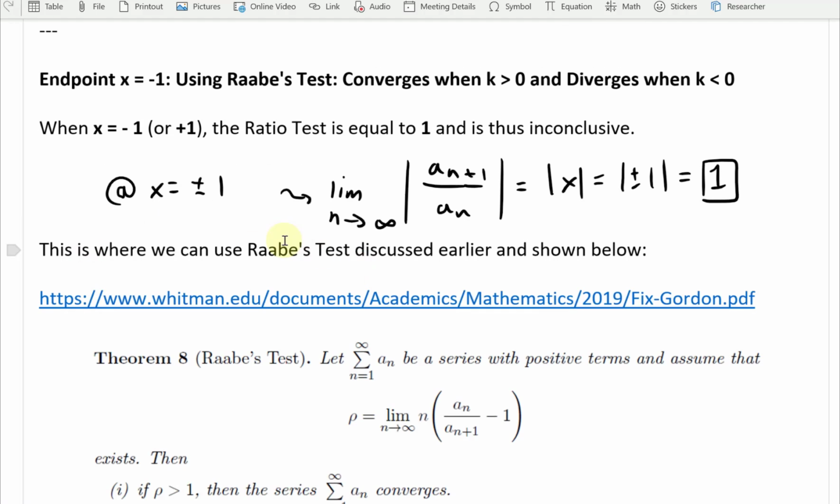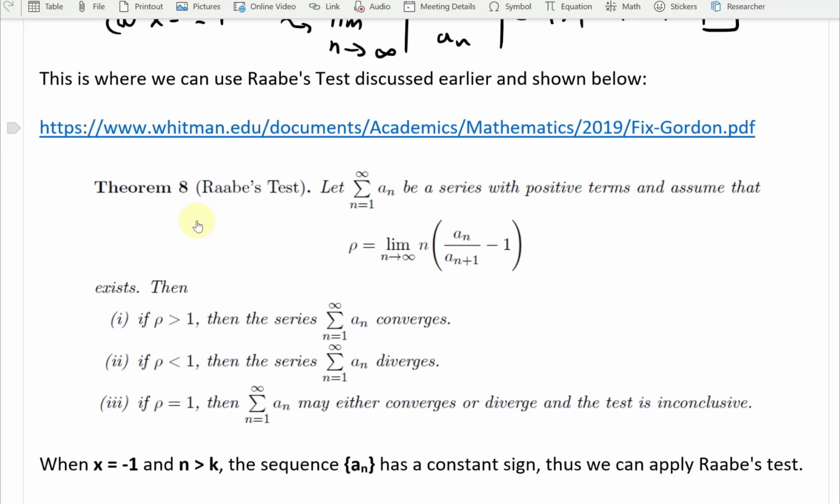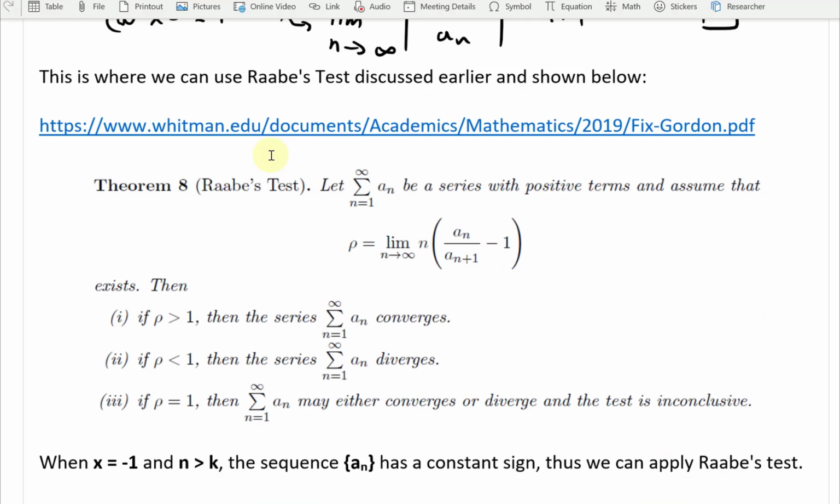Alright, so now this is where we can use Raabe's test. That's why I went over the Kummer and Raabe's tests discussed earlier, and shown below is the Raabe's test. Here's a screenshot from Sarah Fix's paper. Theorem 8, Raabe's test.